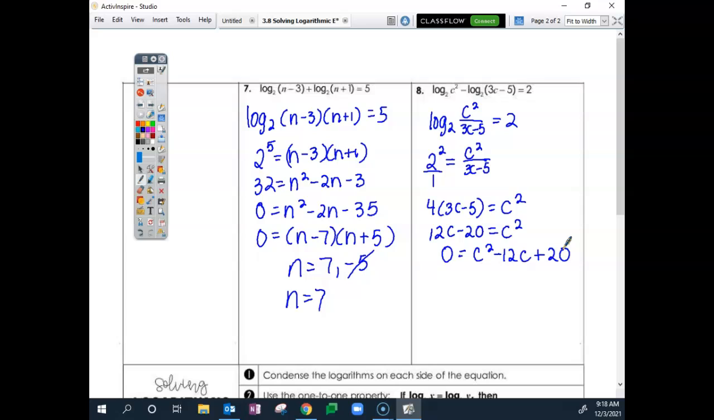So 20 is 1 and 20, 2 and 10, and 4 and 5. What do you want? 2 and 10. So I get 2 and 10. And they're both positive, so I'm okay.